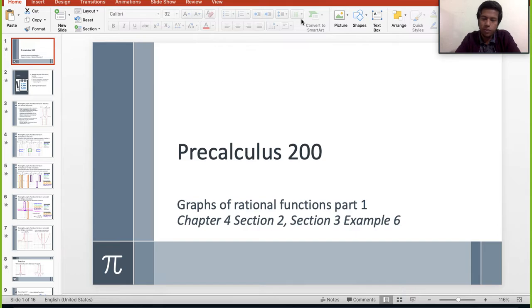In this lesson, we will expand our idea about rational functions and try to connect how the graphs of rational functions are related to the equation of the function, how the graph and the functions are related. So let's begin.